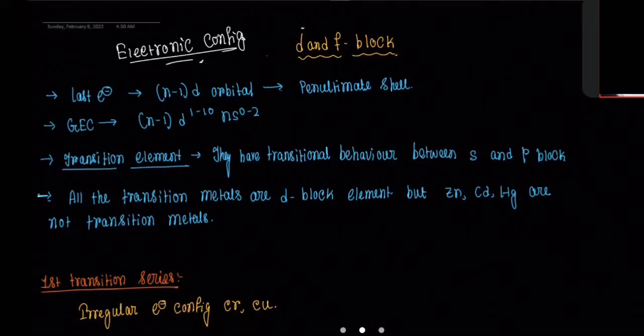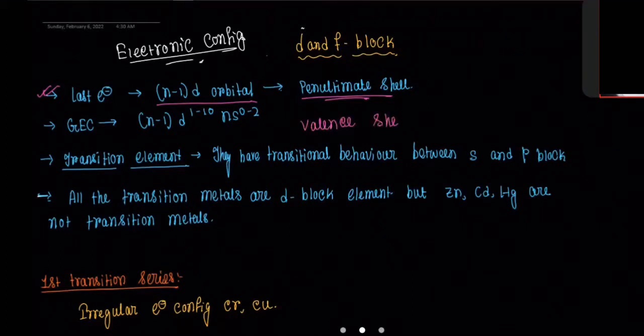So let's begin. The first point over here that you can see is that in the configuration, the last electron is going to the n minus 1 d orbital, which is the penultimate shell. Now, what is meant by penultimate shell? Whenever you see valence shell, that is known as the ultimate shell. So, what do we mean by penultimate shell then? The penultimate shells are the shells just before the ultimate shell.